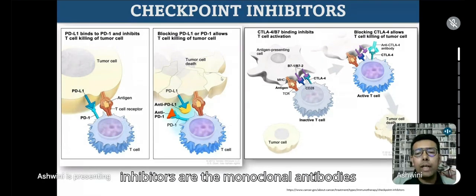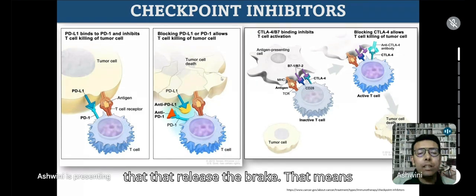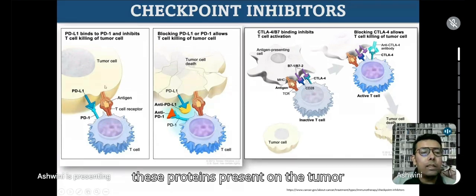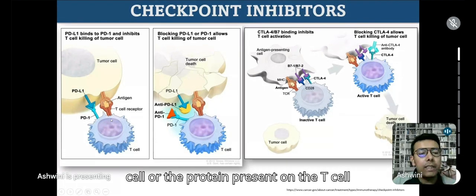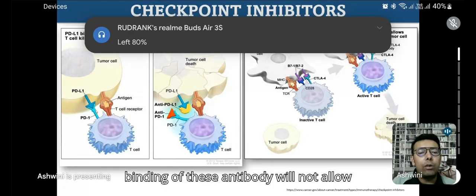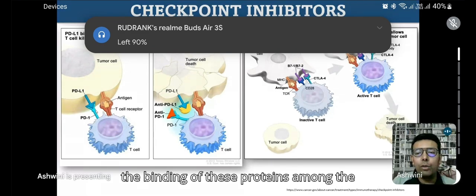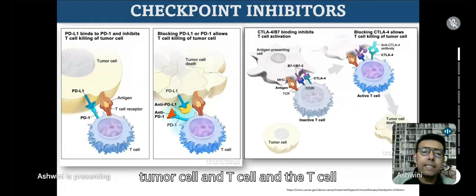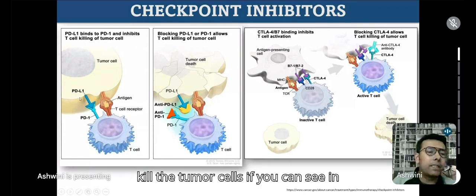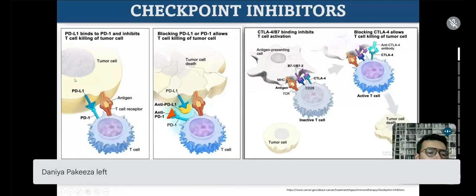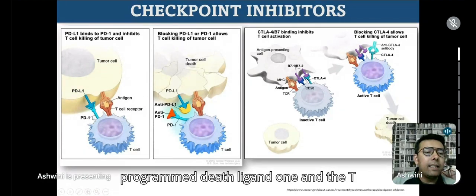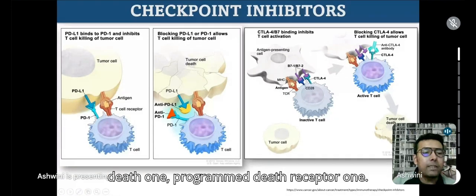Now, checkpoint inhibitors are monoclonal antibodies that release the brake. That means if these monoclonal antibodies bind to these proteins present on the tumor cell, or the protein present on the T cell that recognizes them, the binding of these antibodies will not allow the binding between the tumor cell and T cell proteins, and the T cell can release cytotoxic cytokines and then kill the tumor cells. If you can see in the picture, the tumor cell expresses a protein called PDL1, which is programmed death ligand 1, and the T cell expresses a protein called programmed death receptor 1.